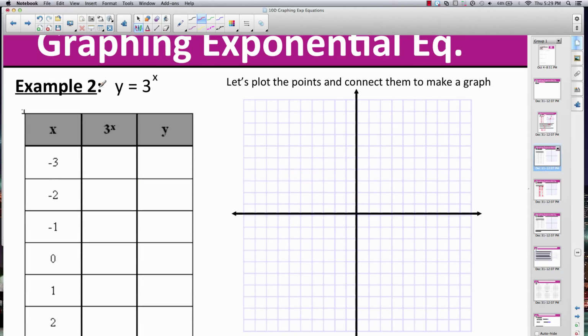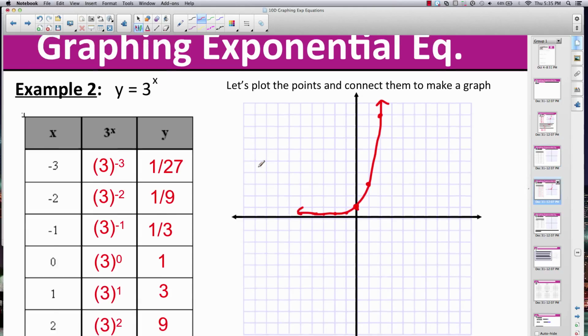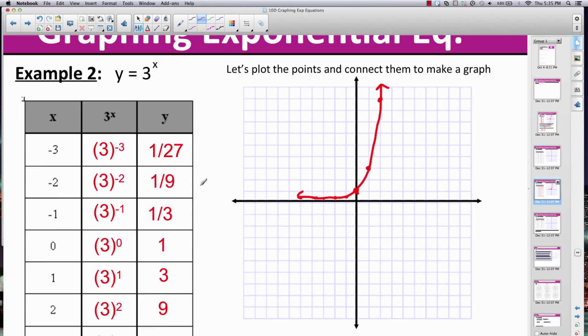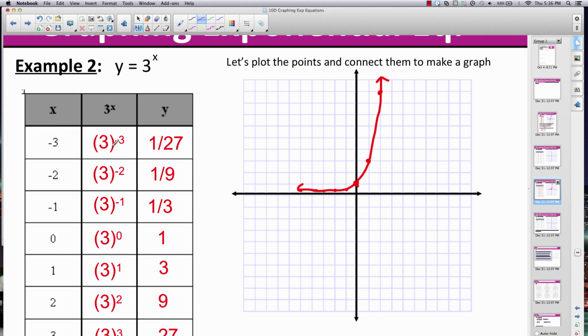Okay, so why don't you go ahead, I'm going to pause the video, and you fill out this table and take a look at the graph and see some similarities, some differences. So at this point, hopefully you filled this out on your own, but here would be the answers. So again, we're going from -3 to +3.